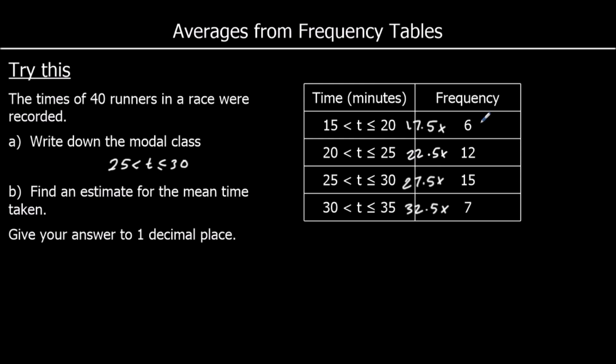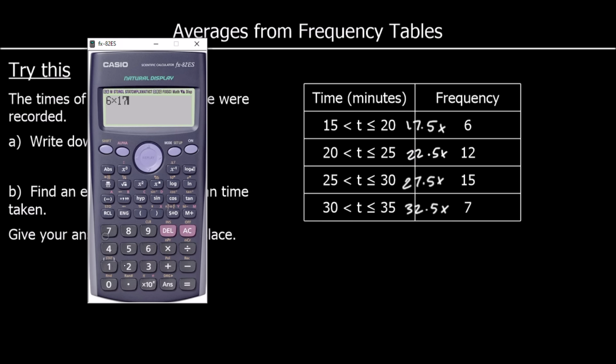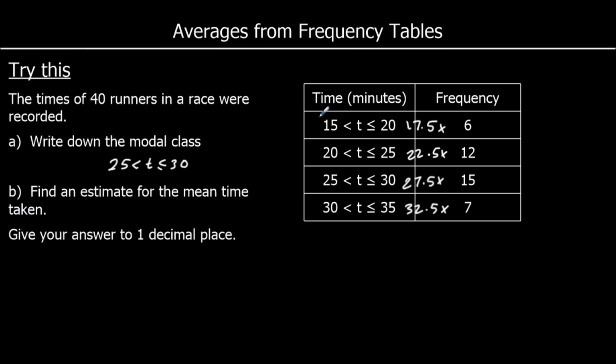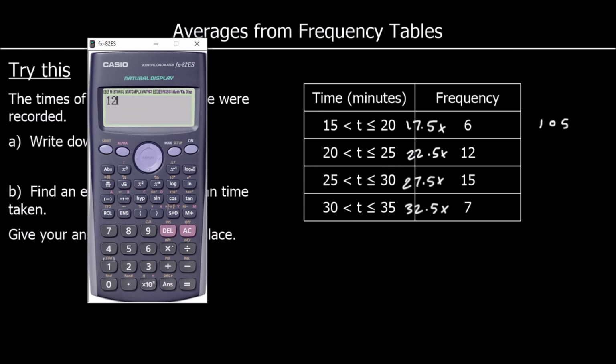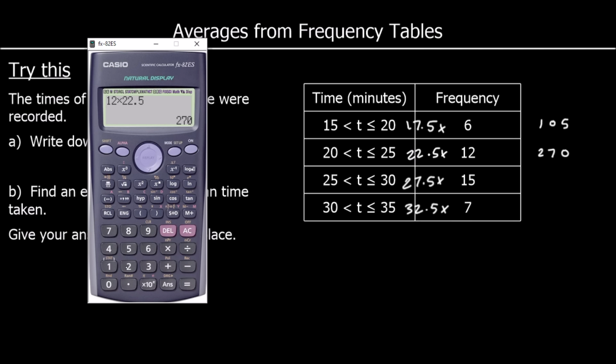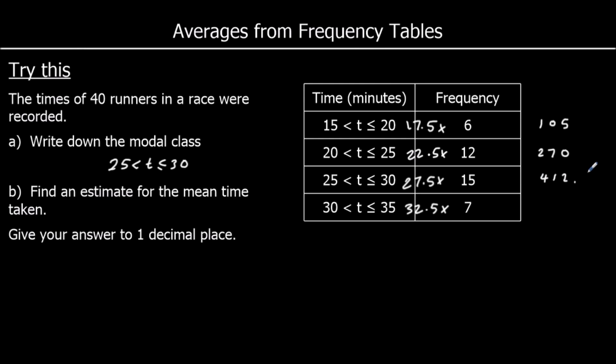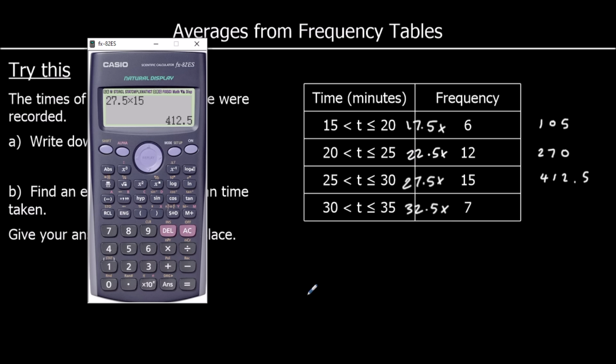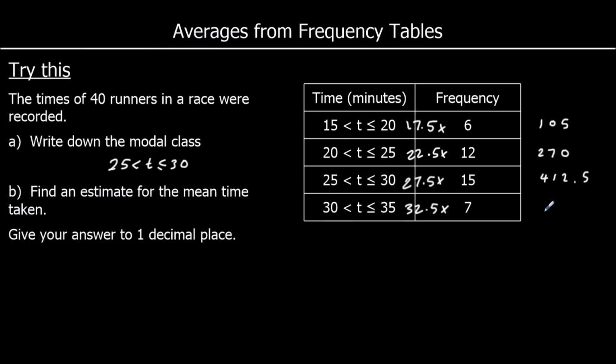So we're going to add them all up by multiplying across. 6 17.5s is 105. 12 22.5s is 270. 15 27.5s is 412.5. And 7 32.5s is 227.5.